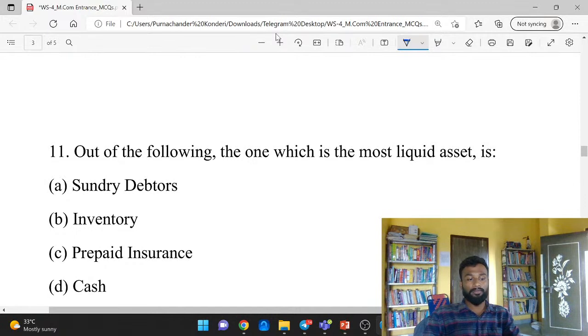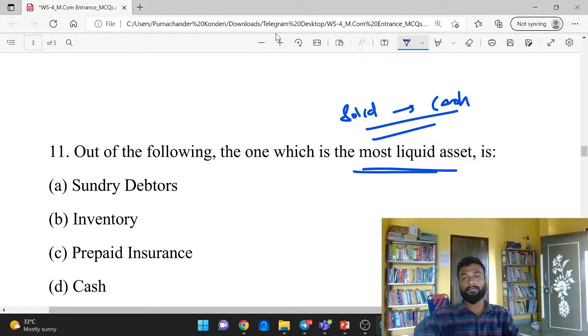Out of the following, which is the most liquid asset? Most liquid asset means, from solid to cash, which of the following items is easily converted to cash? So obviously the answer is D, cash. Sundry debtors take some time. Inventory takes some time. Prepaid insurance takes a lot of time to be realized. Cash is already cash. Option D.